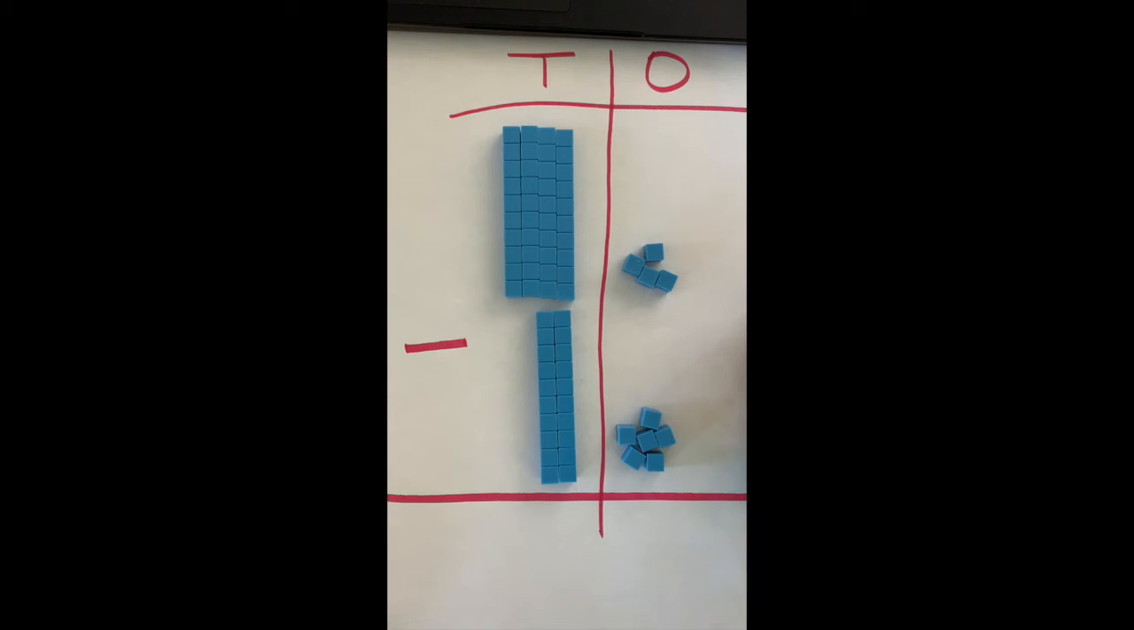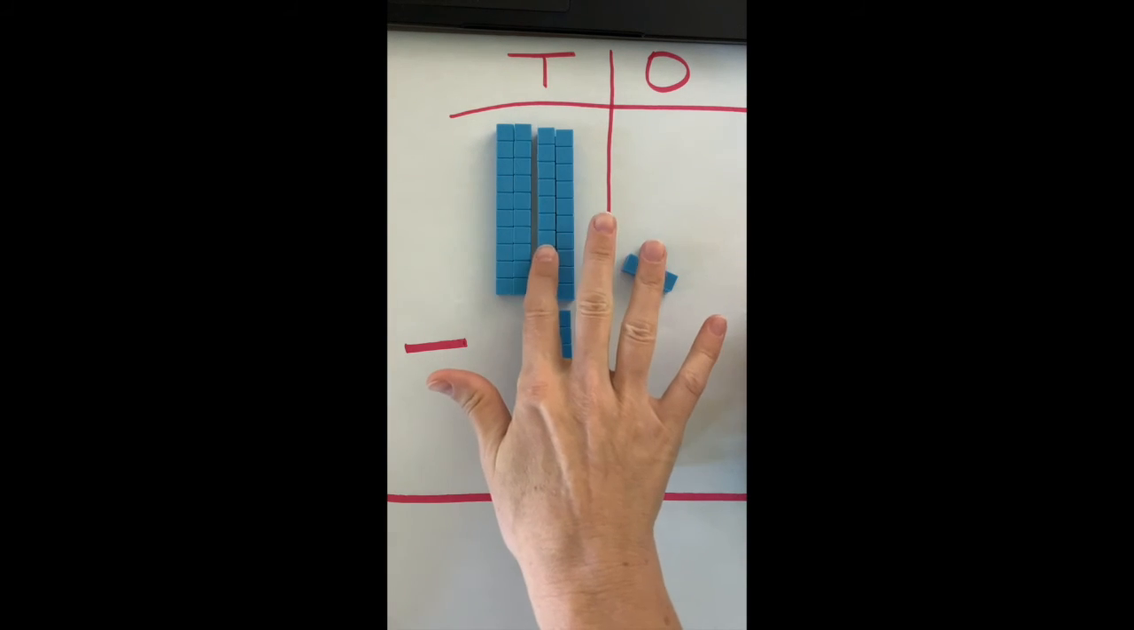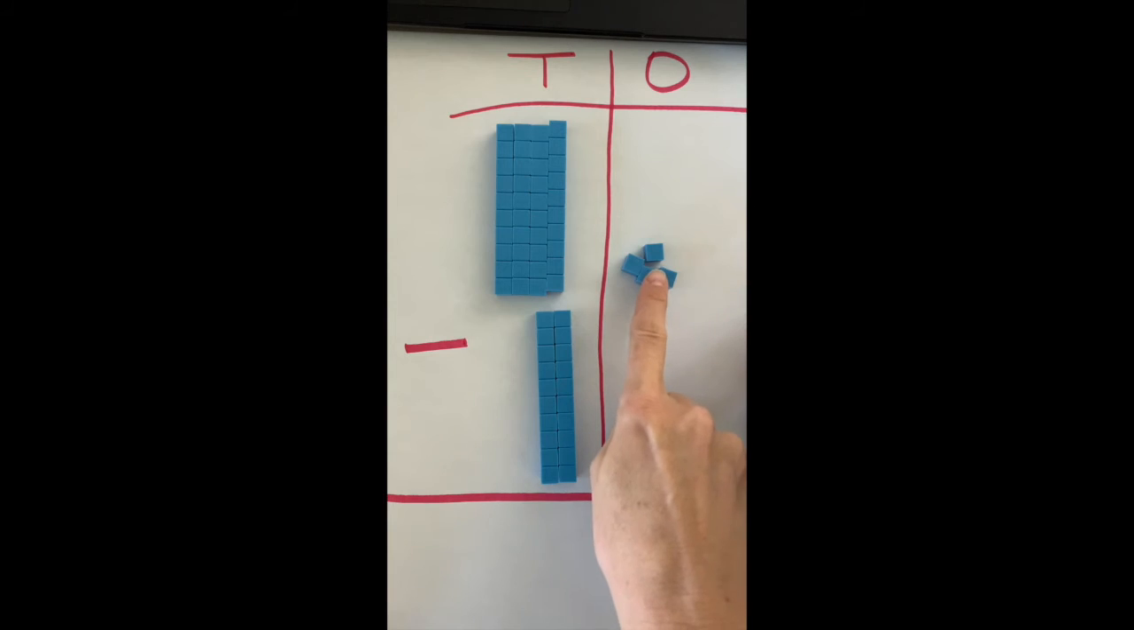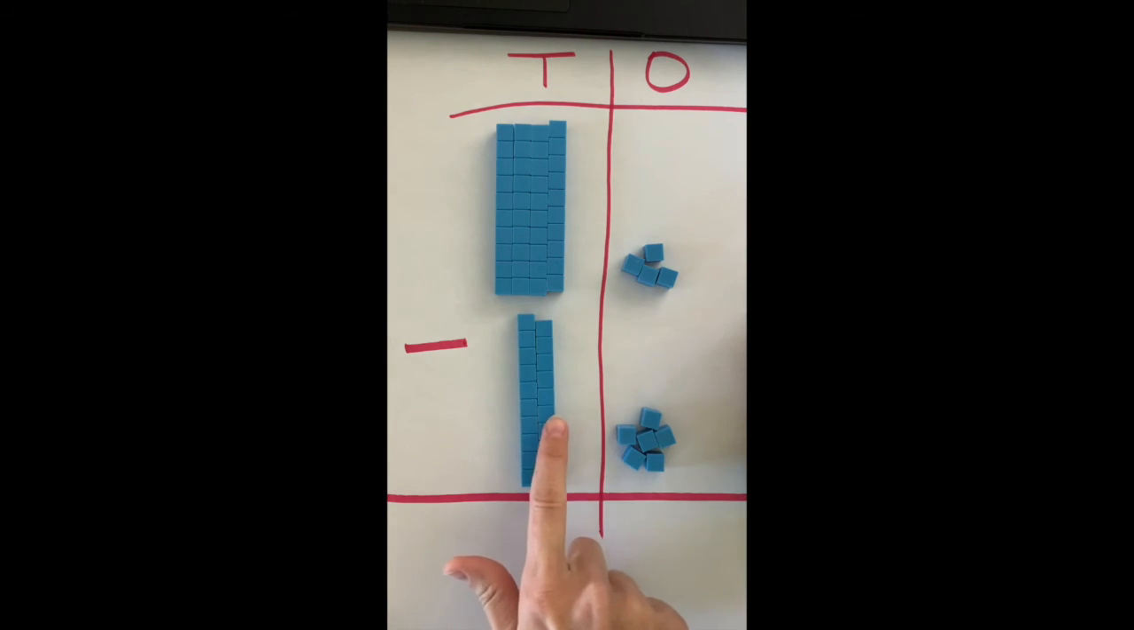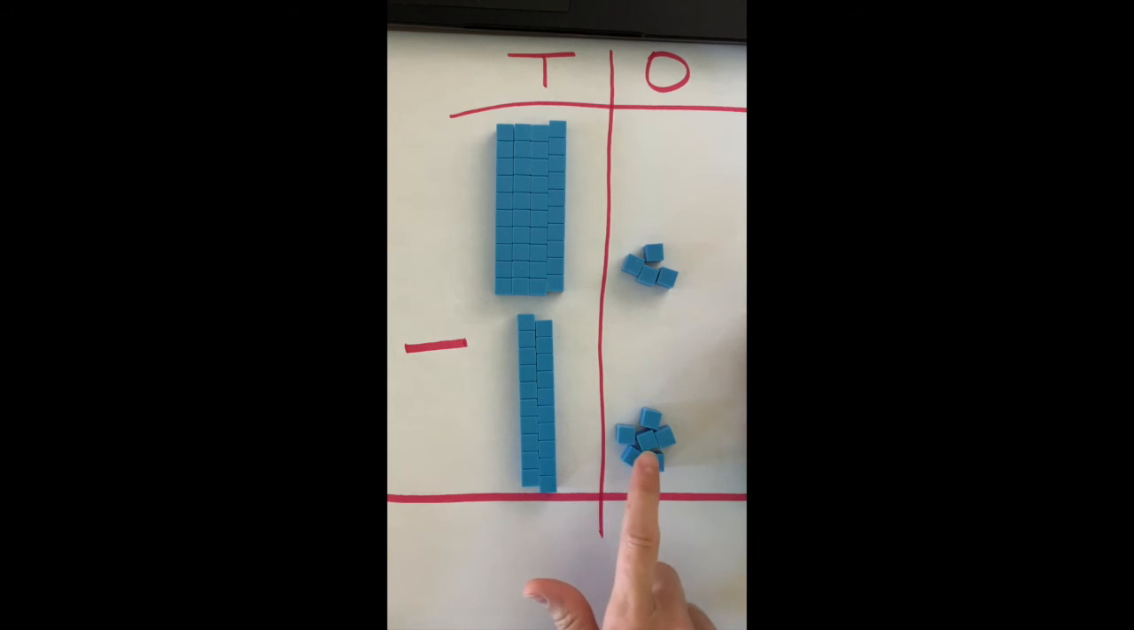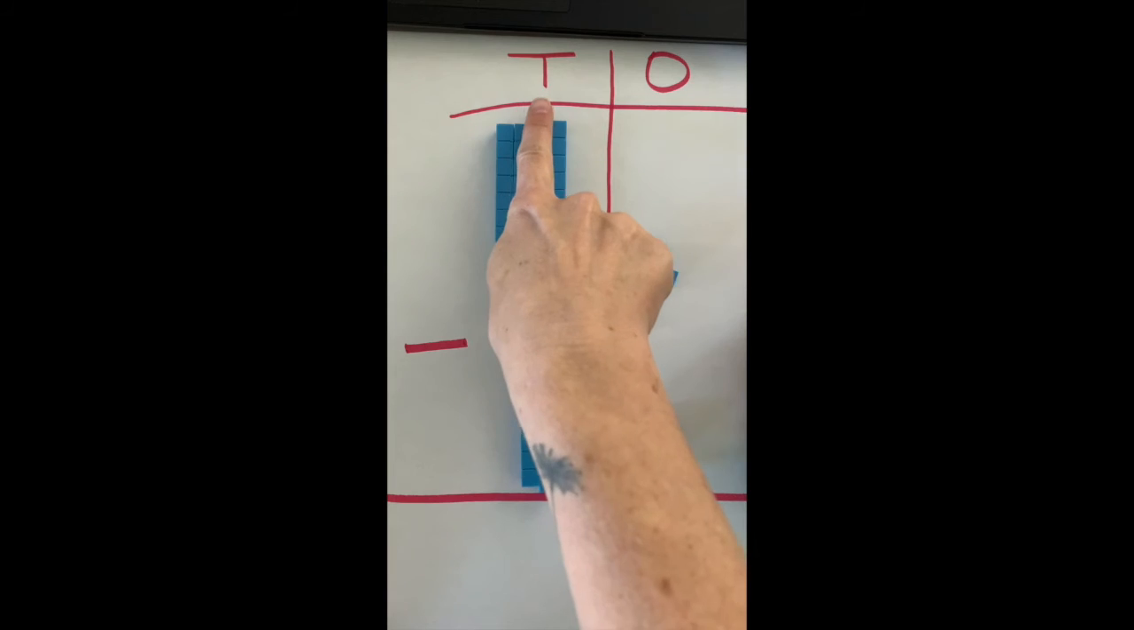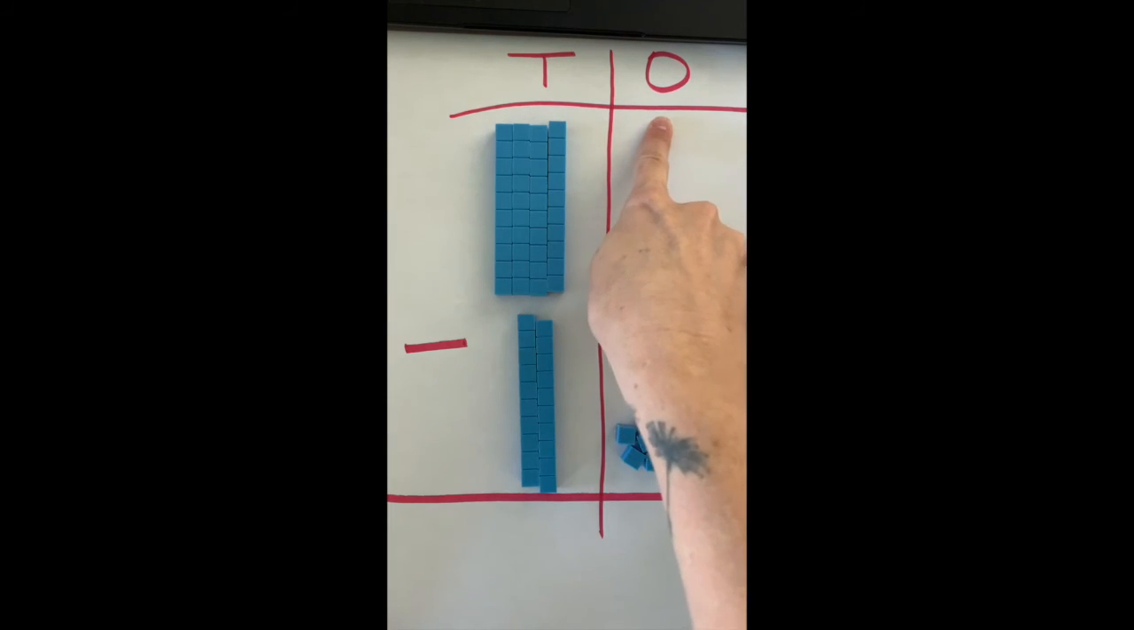Now let's try another subtraction problem with regrouping. This problem is 44 take away 26. I know that because I have 10, 20, 30, 40, 41, 42, 43, 44 here, and 10, 20, 21, 22, 23, 24, 25, 26 here. This time I have divided my subtraction problem with my chart showing my 10s and my 1s column.